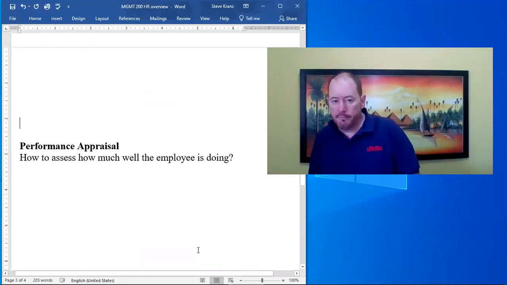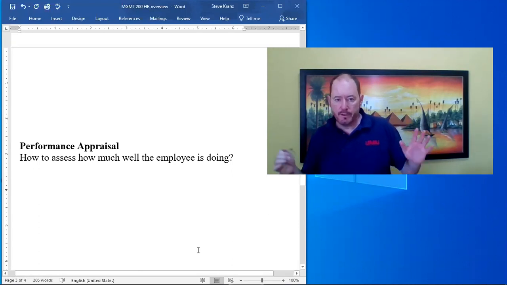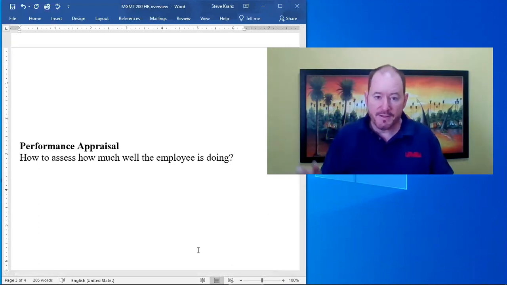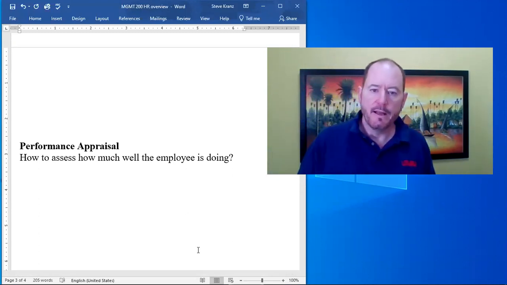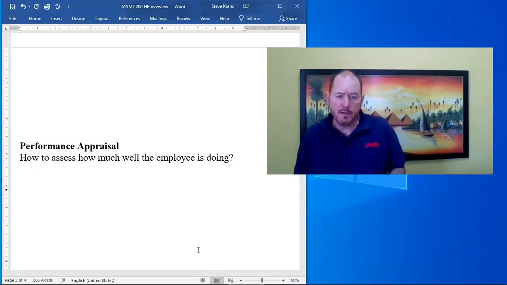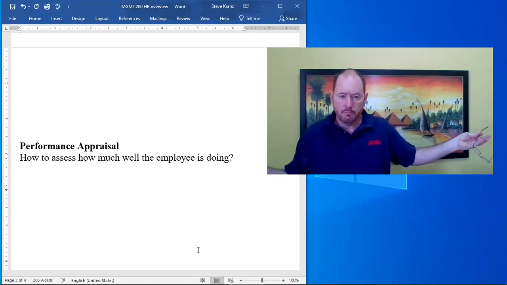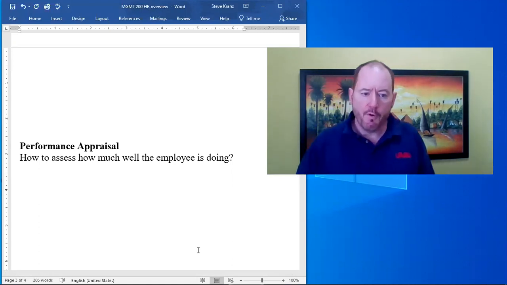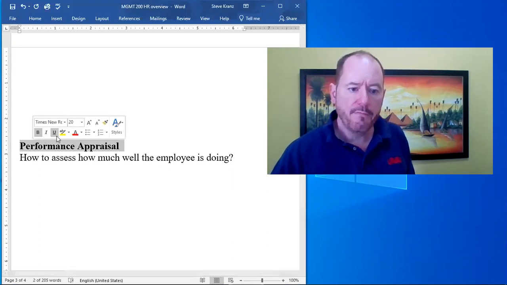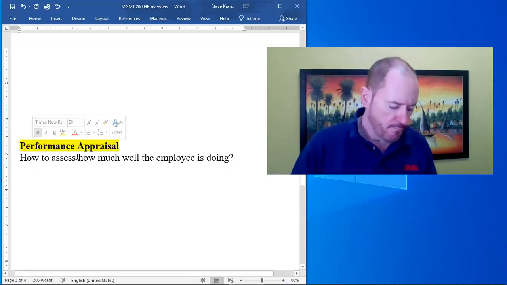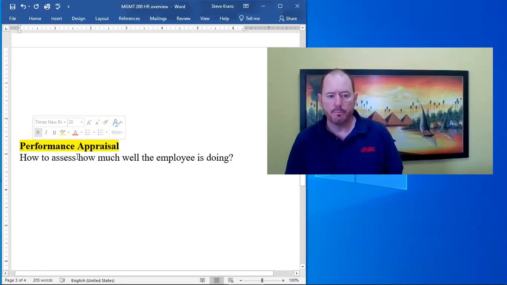Another major part of human resources, and there'll be at least one video, if not two, just on this topic, is what's called performance appraisal. The word appraisal often confuses our students, and I'll explain it more when we get to it, but the word appraisal simply means to find the value, okay? So a performance appraisal looks at what is the value of this employee, to find the value.